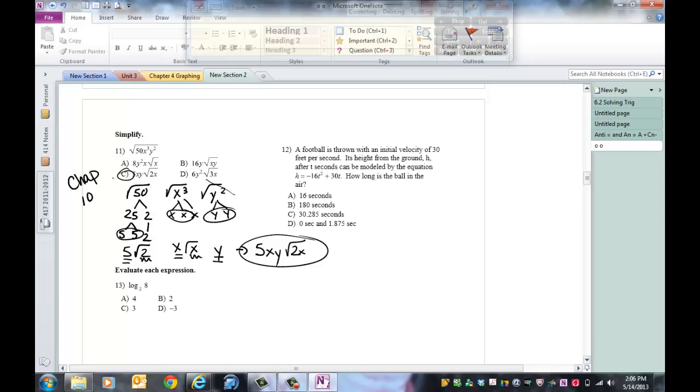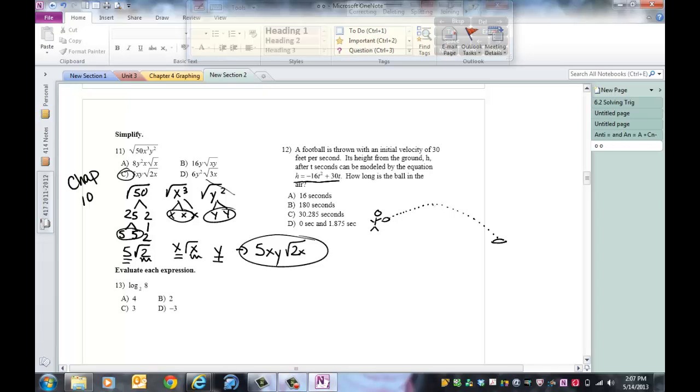Now looking at number 12. Number 12 we talked about in class a couple times. We have done this question. You're looking at the football. It's thrown 30 feet per second. That's just how they come up with this equation. I gave you the equation. So if you want to think about how the picture looks, you've got this guy, and he throws the football, and the football kind of takes this parabola-like trajectory, and it lands on the ground.